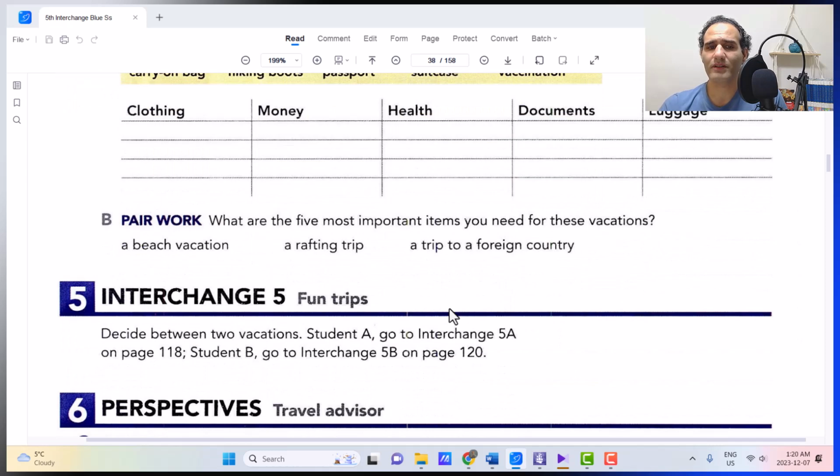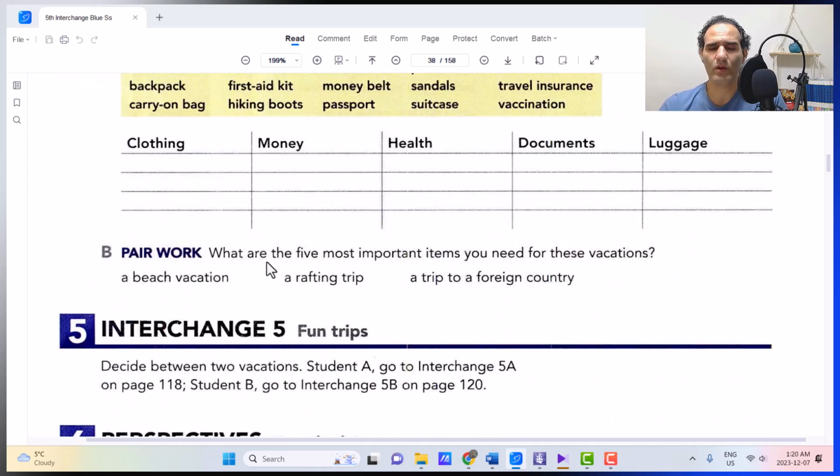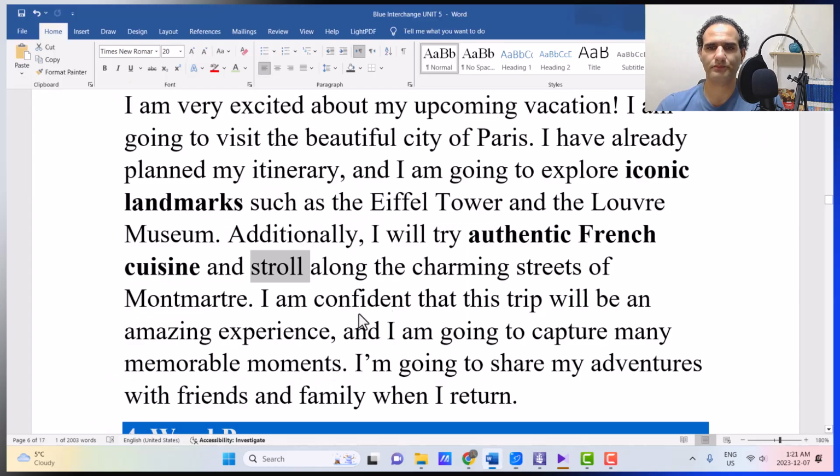So I spared the rest of the time for part B. What are the 5 most important items you need for these vacations? For a beach vacation, what are the 5 top important things you need? For a rafting trip, for a trip to a foreign country. Please pause the video, choose one of these items, and say, for example, I think the 5 most important items on a rafting trip are this, this, this, and that. And then a little explain. And my sample response.